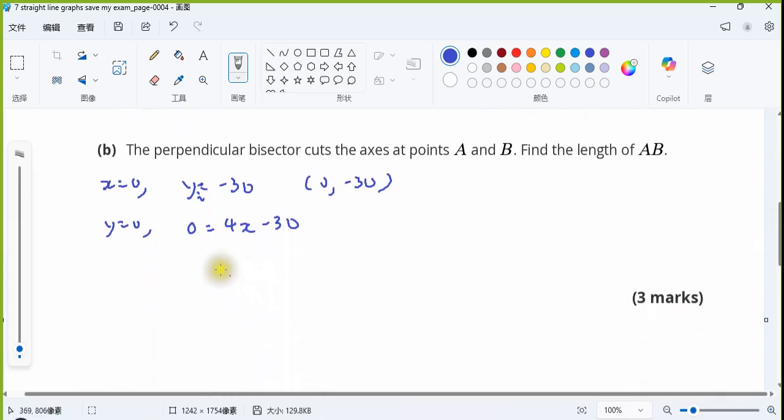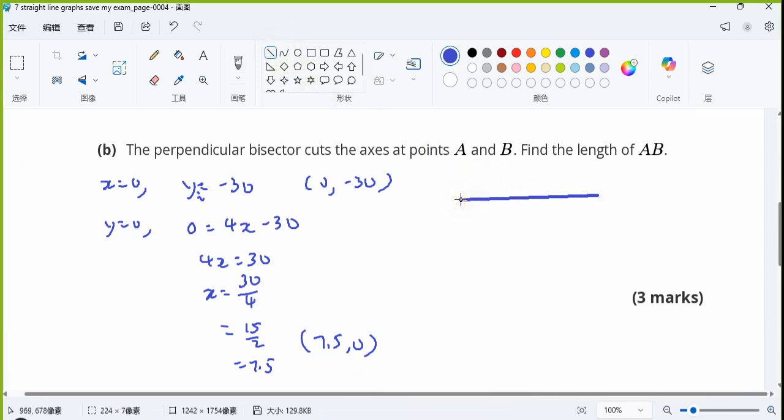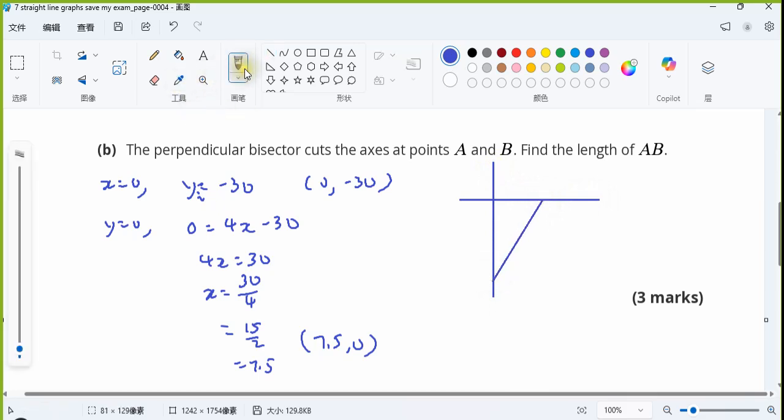Okay, so we have 4x equal to 30, x equal to 30 over 4, then 15 over 2, which is 7.5. So we have 7.5, 0. So you imagine that you have the axes here, 7.5, 0, and here. So this is A and B here. So we have 7.5 and negative 30 on the perpendicular bisector.